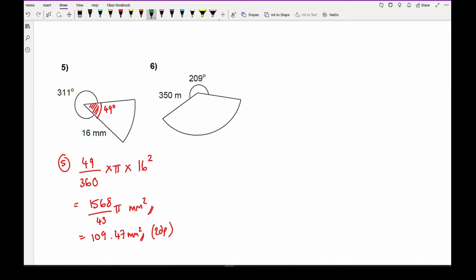So moving on to question 6. Again, the first thing I want to do is work out what this angle here is. To work out the angle, I just take it away from 360, which gives me 151 degrees. So working this out, it's going to be 151 over 360 multiplied by pi times 350 squared.